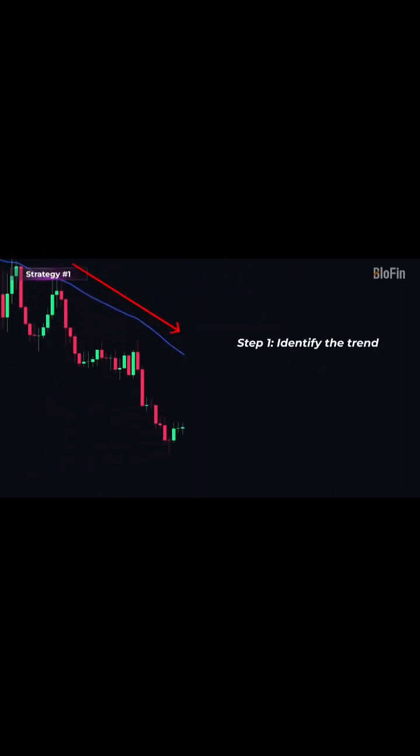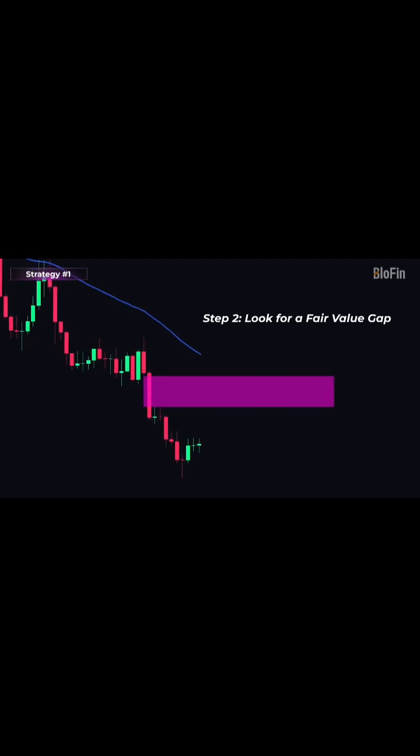Here, we can see that the 50 EMA is sloping downwards, and the price stays below it, making this a clear downtrend. This means we're now looking for a pullback upwards to enter a short position. Next, we can spot a bearish fair value gap from this large red candle, where the previous candle's low doesn't overlap with the next candle's high.